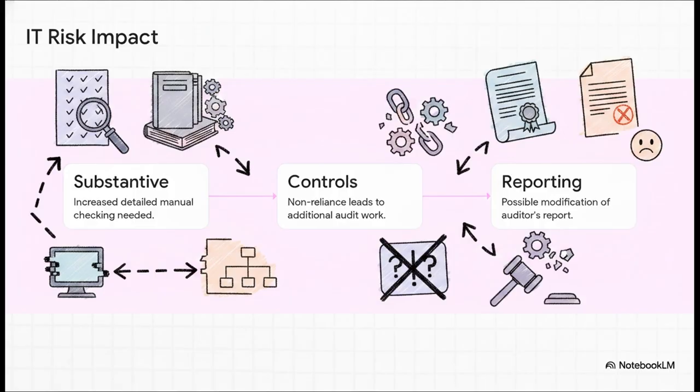We have to drastically increase our substantive checking. We're talking highly detailed, manual checks of basically everything. Second, we can no longer rely on automated controls. Non-reliance means a massive mountain of additional manual audit work for us. And third, if these risks are severe enough, especially when it comes to a company's regulatory requirements, it might ultimately force us to modify the auditor's report.